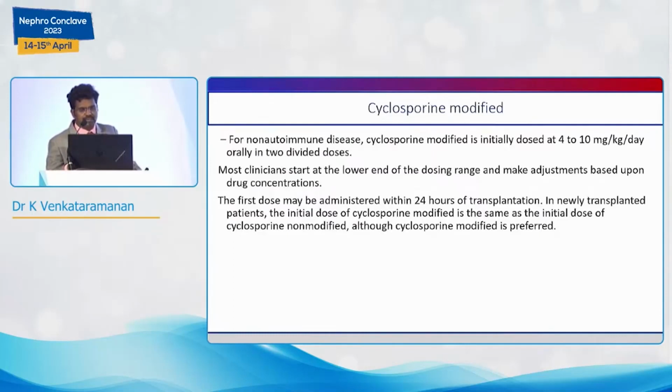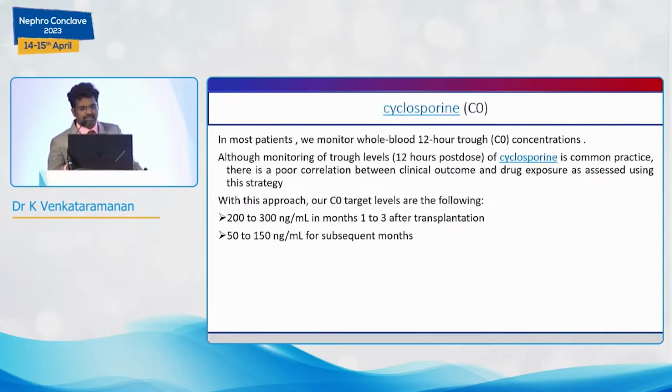For cyclosporine, as you know, normally we start at 4 to 10 milligram per kg body weight, on the lower side 4 milligram. Then by therapeutic monitoring we adjust the dose to stay within the narrow therapeutic index. Coming to C0, normally for cyclosporine we advise a BD dose, so the 12-hour concentration. We normally take it at 7 to 8 on an empty stomach. With this approach, our C0 target within the first 1 to 3 months of transplantation is to maintain 200 to 300 nanogram per ml. After that, for the subsequent months, maintain 50 to 150 nanogram per ml.